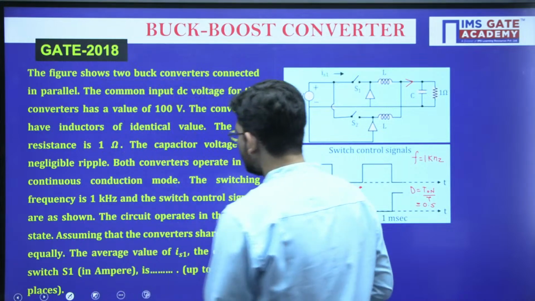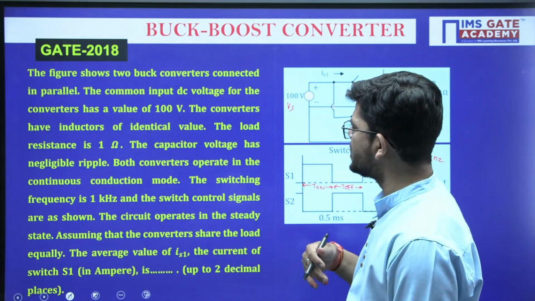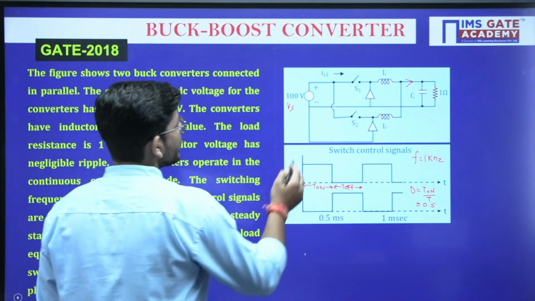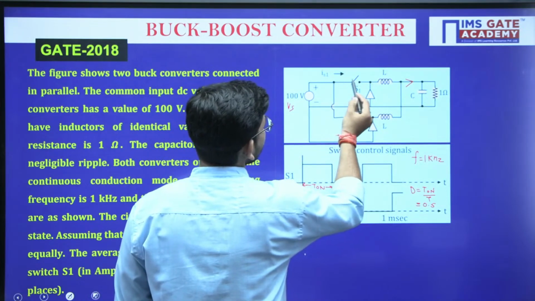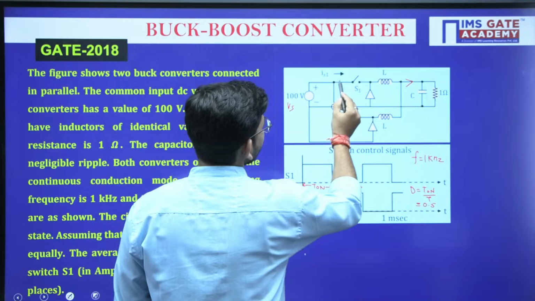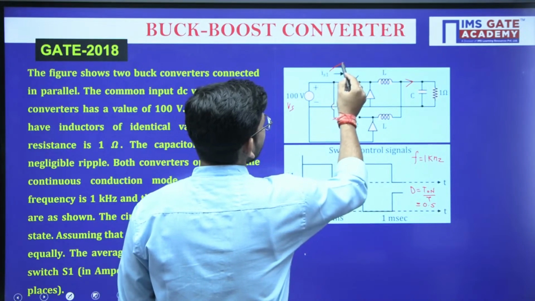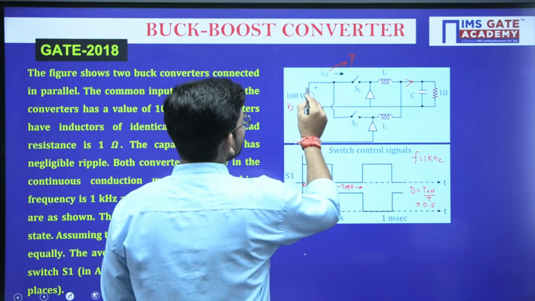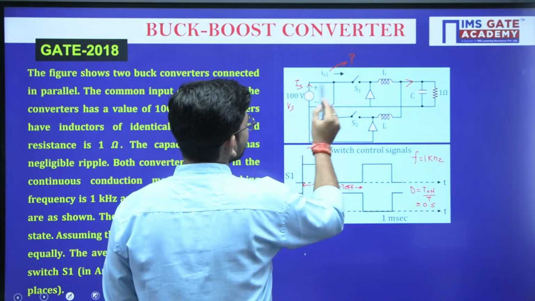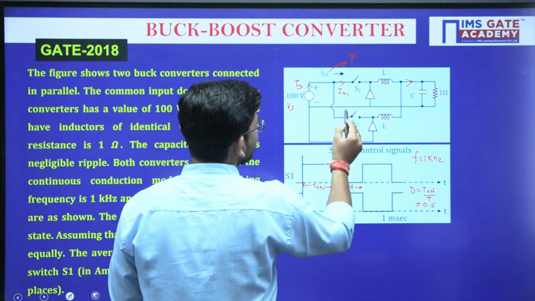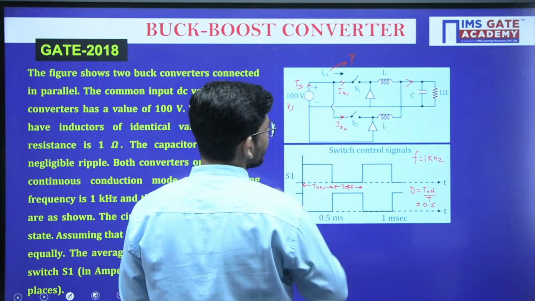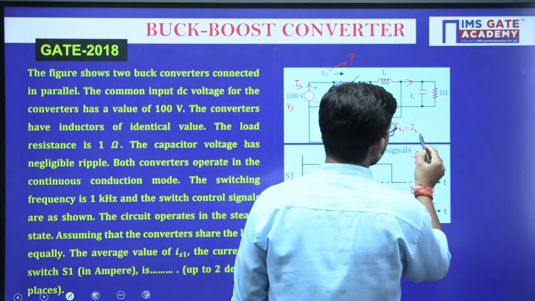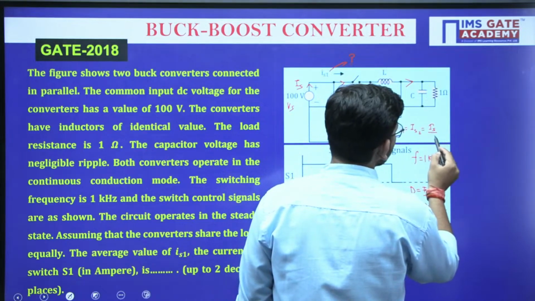Now what else we have to do? The circuit operates in the steady state assuming that the converters share the load equally. What will be the average value of IS1 across the switch 1? We have to calculate what will be the IS1 current. Just see here, the source is giving current IS, and this current is getting divided into these two converters which are identical, yes or no? So what will be IS1 or IS2? They are identical, so they will be equal to IS upon 2.